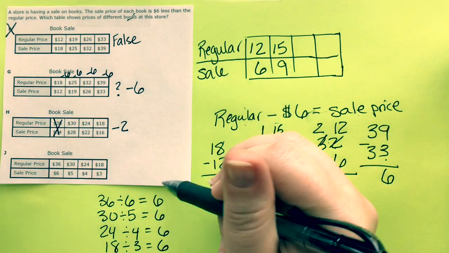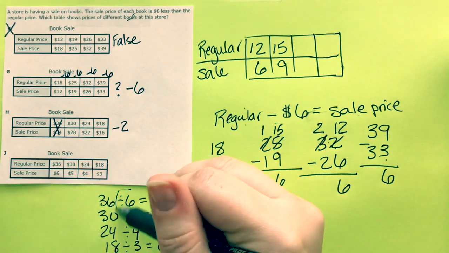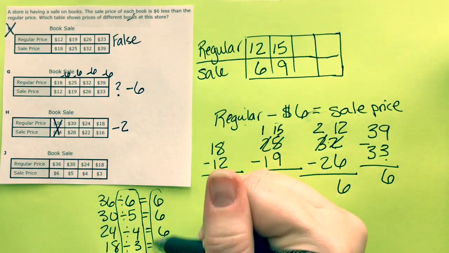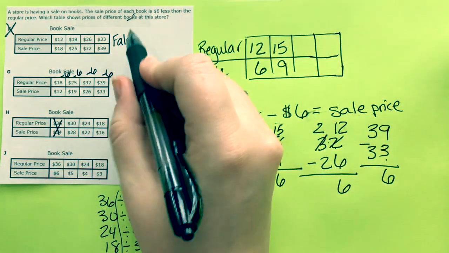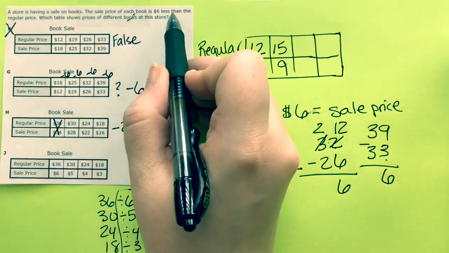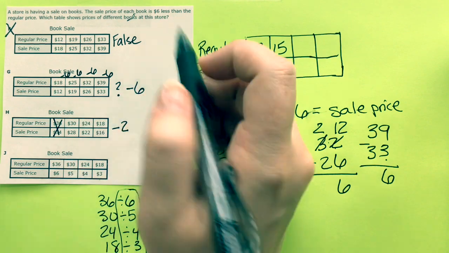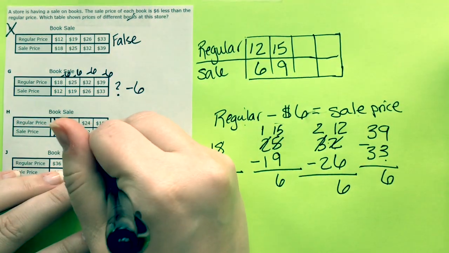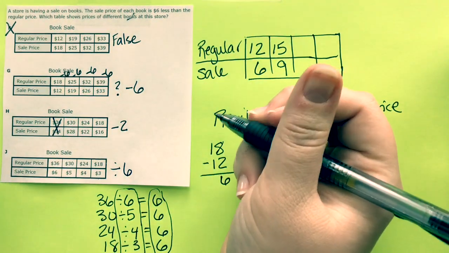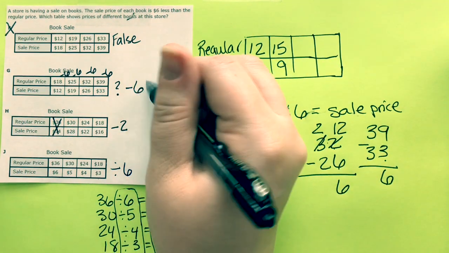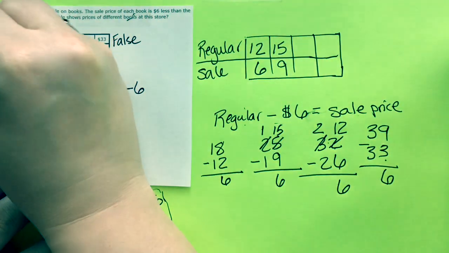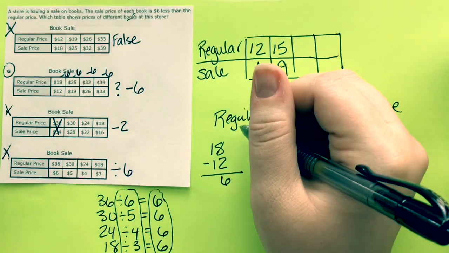Well, what did they do each time? They divided and got 6. But it doesn't say that it's divided. It says a total amount of $6 less than. So for this one the rule would be divide by 6. That's not what I want. I definitely want my subtracting 6. So G would be my answer for that one.